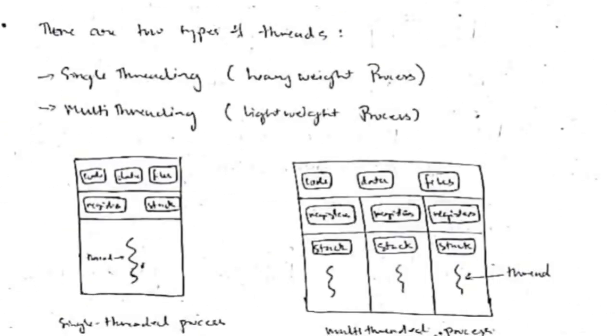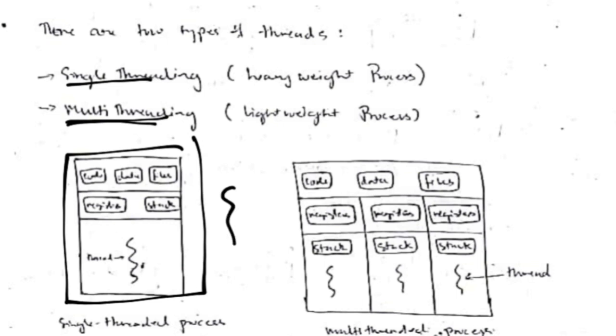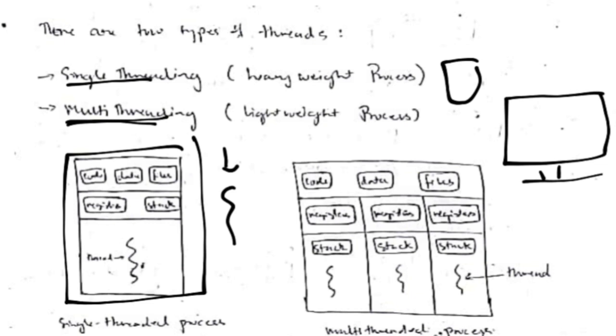There are two types of threads. The first one is single threading and the second one is multi-threading. In single threading, the whole process is not divided into many parts, but is considered as a single thread. You can consider the example of a display function. If you have to display something on the screen, you can't divide the process of displaying into many parts. You just have to display it. So in that case, a single thread is enough.